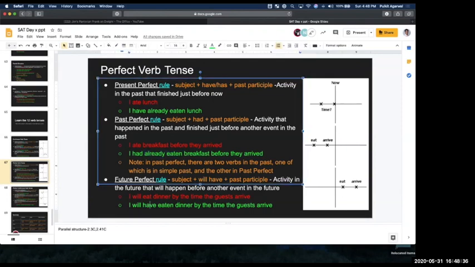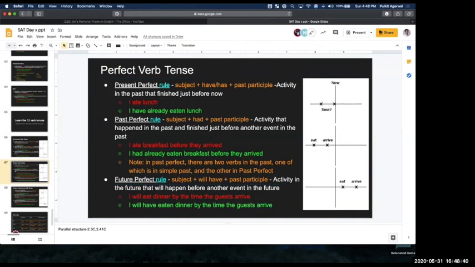Here, I will have eaten before the guests arrive in the future. So this makes sense. Please take a photo. Another 10 seconds. Four, 3, 2, 1. There we go.